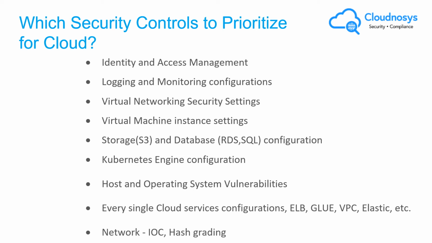There are about 35 security controls now from CIS for Kubernetes. Definitely follow those. Host and operating system vulnerabilities, right? We need to make sure that we capture those as well and prioritize. And like I said, every single cloud service configuration needs to be tracked. It doesn't matter what you're using. If you're using Elastic or Glue or something else, you have to keep track of all of those configurations. Then we jump into network and IOC and hash grading. This is more of capturing those events and making sure that you do a holistic analysis.